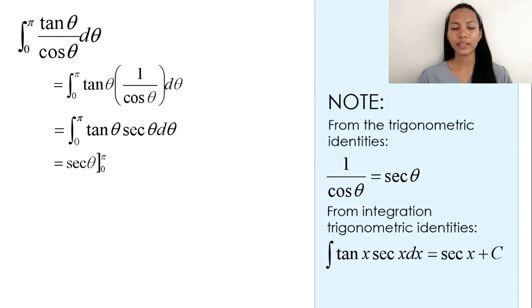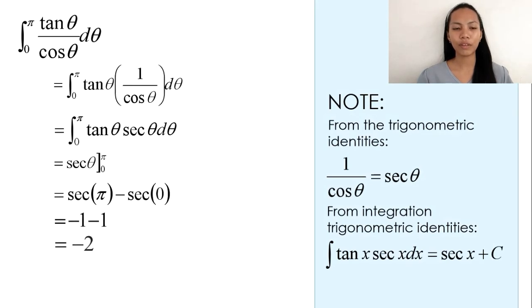So, ito naman is isa-substitute lang natin itong limits natin, upper limit and lower limit sa ating na-integrate na function is based dun sa ating formula na definite integration. So, magiging equal siya to sec pi minus sec 0. So, is equal to negative 1 minus 1 is equal to negative 2.